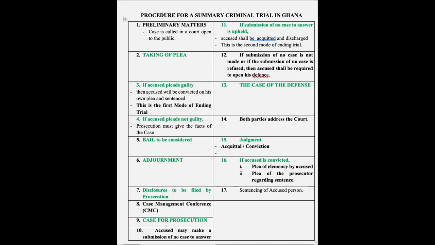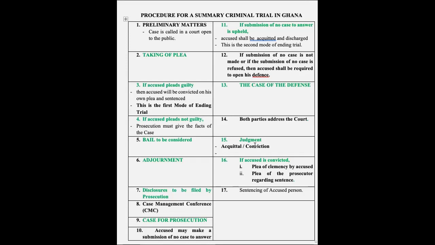if the case is supposed to be tried summarily, and it's a criminal case in Ghana, there are some preliminary matters that the court first deals with. And when I say preliminary matters, what I mean is that the case is going to be called in open court. Then the prosecution will announce their presence. So let's say the case is called in open court: The Republic versus, let's say, Kwesi Mensah. And the prosecution will announce themselves in court that they are present. So these are the preliminary matters.